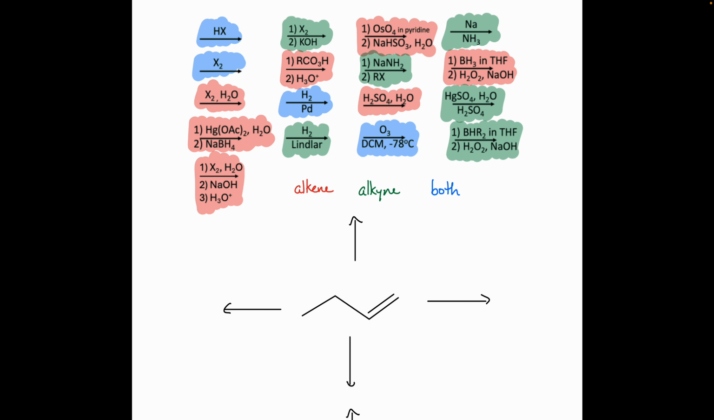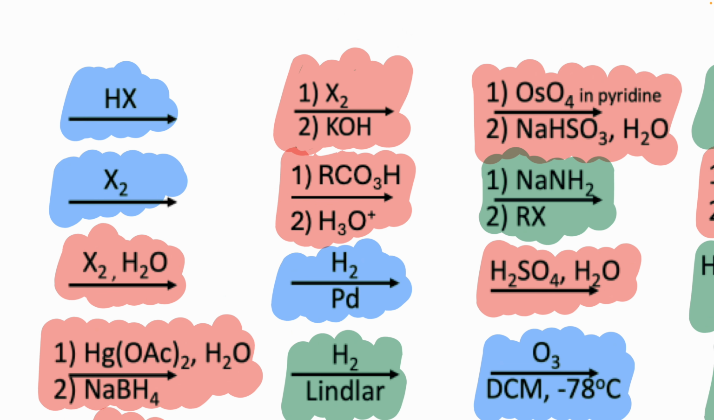Professor, don't you use the X2 over KOH to make an alkene into an alkyne? Yes, you do. Good call. Right chapter, wrong substrate. Yep, good call. This would have been how you'd create an alkyne, not a substrate of an alkyne.